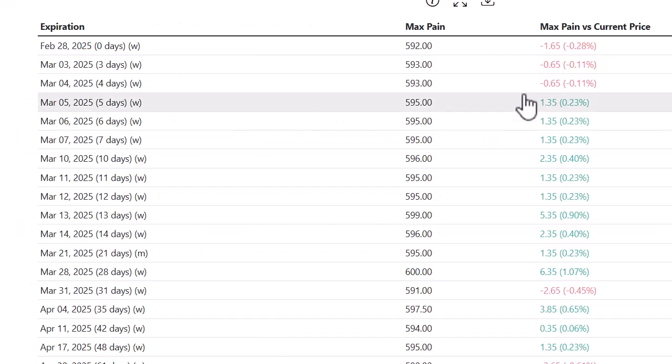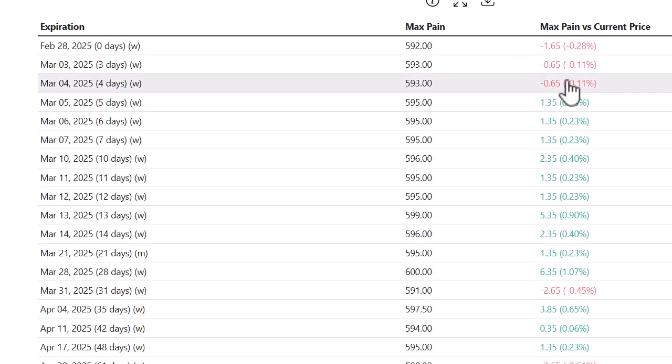Moving over to Max Pain, it's pretty mixed here on the week. You can see slightly bearish Max Pains to start out the week, meaning that markets could go a little bit lower potentially, but then into the end of the week, it's actually slightly bullish here.